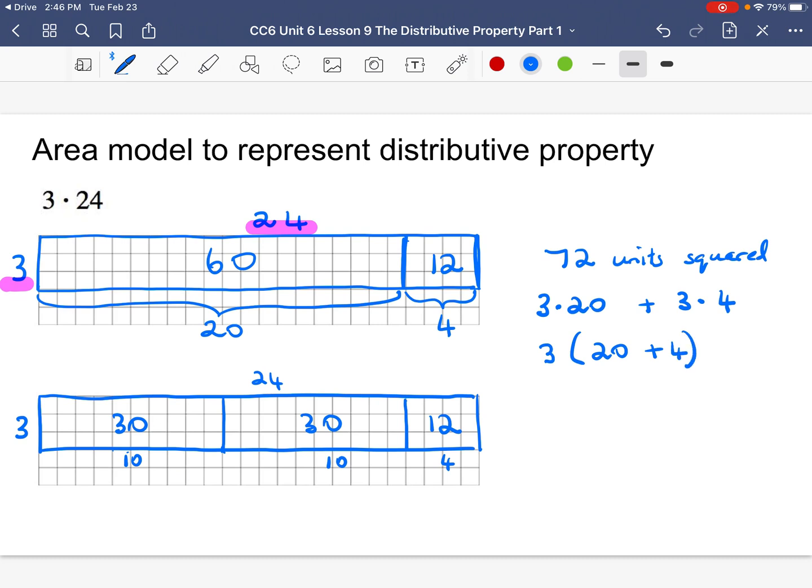If you multiply 3 times 20 first, and then multiply 3 times 4, that's the same as multiplying 3 by 24. For the second one, we have 3 times 10 plus 3 times 10 plus 3 times 4. And we could represent that by 3 times 10 plus 10 plus 4.